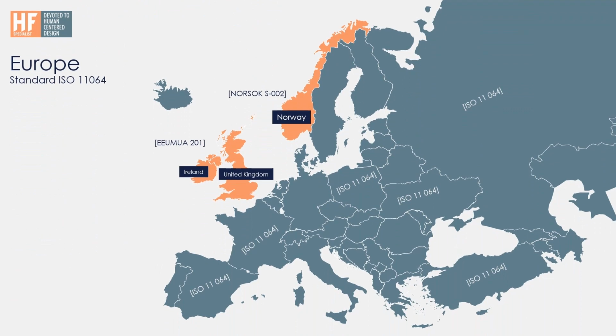You have ISO 11064. It has become a main standard in Europe. At the same time, I just wanted to show you in this presentation that some countries use their own standards as well. For instance, in Norway you have NORSOK S-002, which of course also refers to ISO 11064. You have EEMUA 201 in the United Kingdom and Ireland, which also refers to ISO 11064.